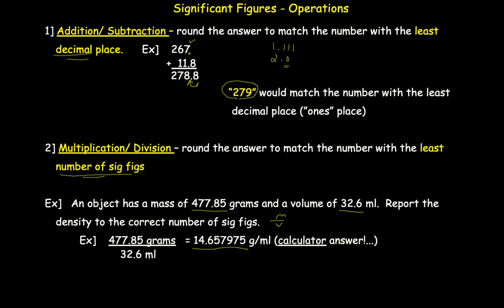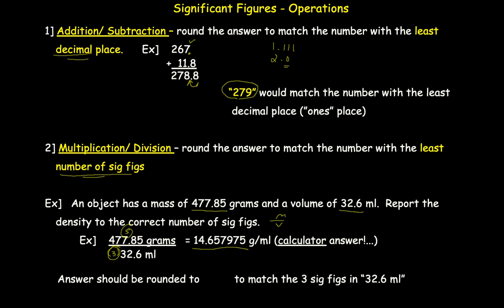14.657975. Now, your calculator, I would call it stupid. It's not stupid, but it doesn't know significant figures, so it's going to give you this. But you have to realize that you didn't measure to all these digits at the end. You only measured to 5 significant figures here and only 3 significant figures here. So what's going to win is the 3. You're going to have to take this number and round that to 3 significant figures. So it should be rounded to 14.7. You only want 3 sig figs.